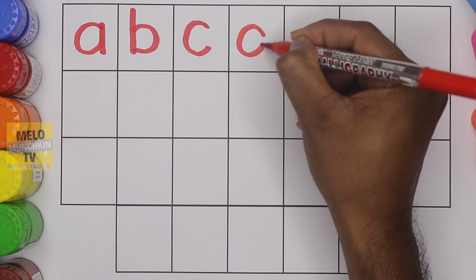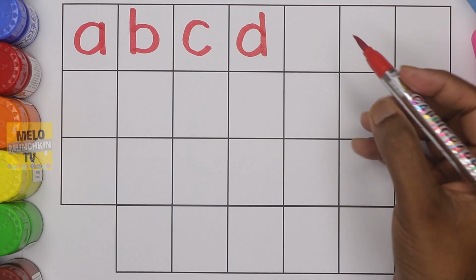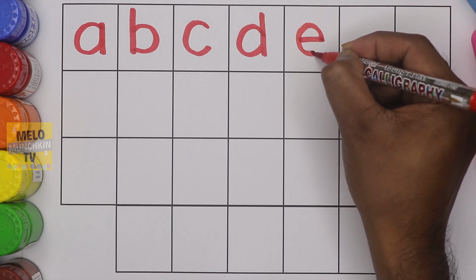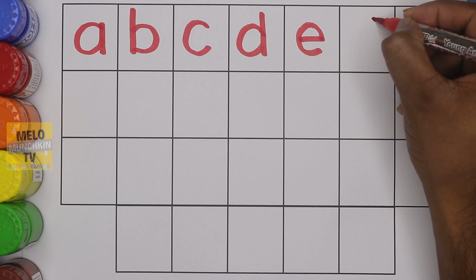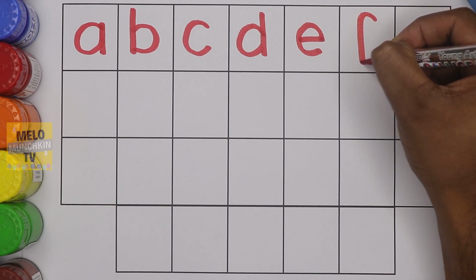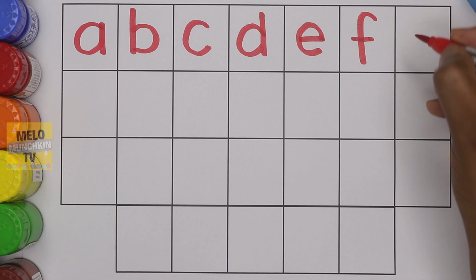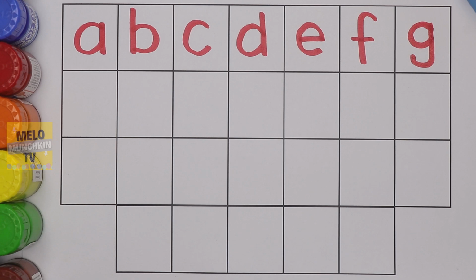Small letter D for dog, D for dog. Small letter E for elephant, E for elephant. Small letter F for fish, F for fish. Small letter G for gate, G for gate.